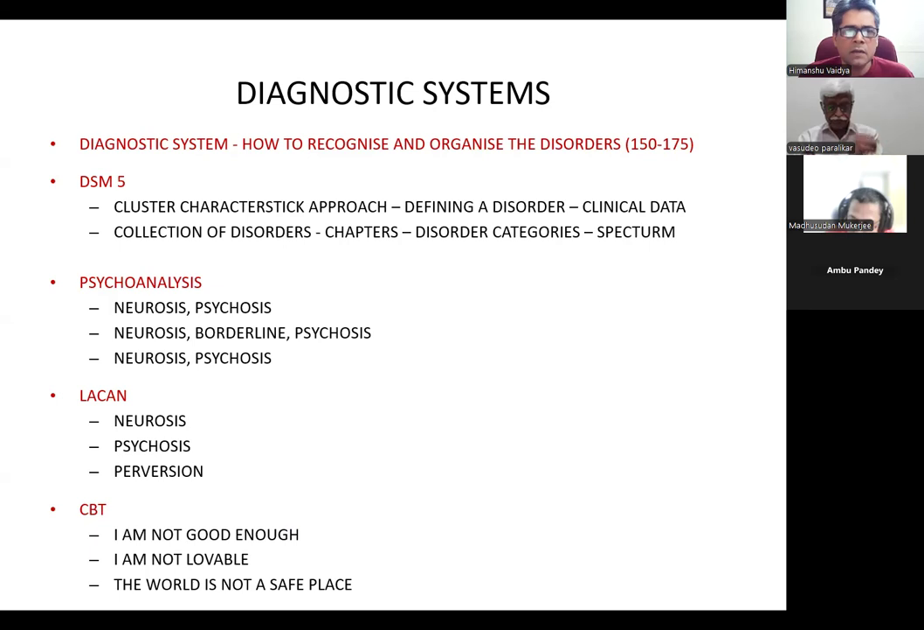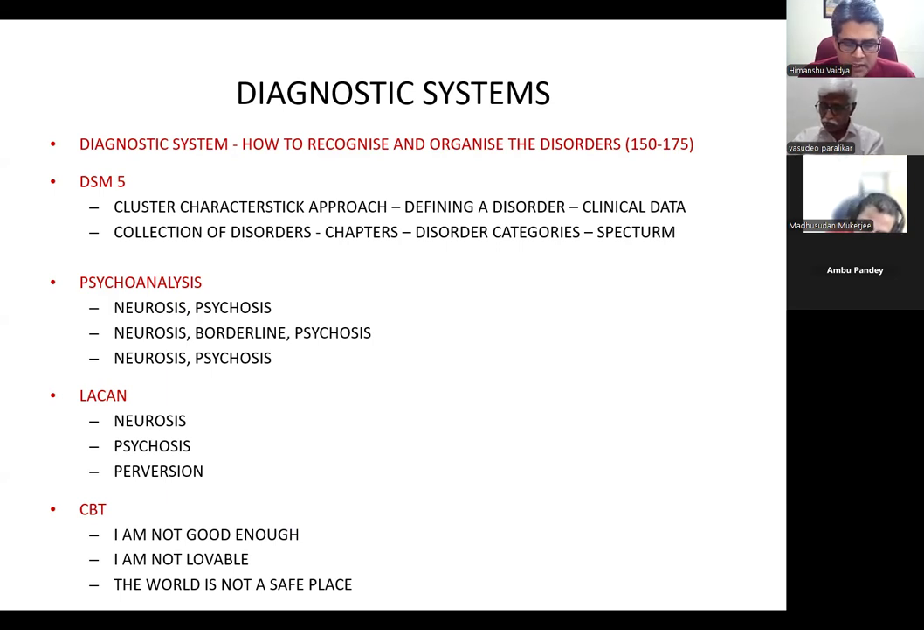Now, the second diagnostic system you can have is that of psychoanalysis. In the history of psychoanalysis, the diagnostic system has undergone changes. The first way Freud described all sicknesses was neurosis and psychosis. In psychosis, there was a break with reality. In today's language, we would say reality testing was impaired. In those times, it was said that there is a break with reality. That was how it was described. So the first diagnostic system in psychoanalysis was neurosis and psychosis.